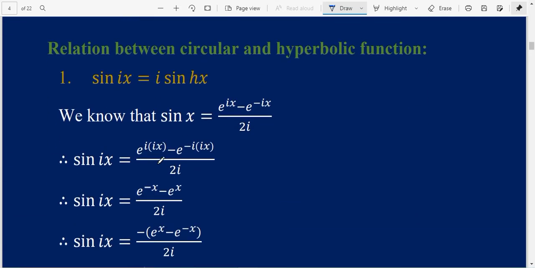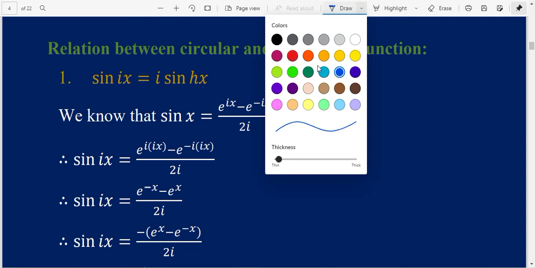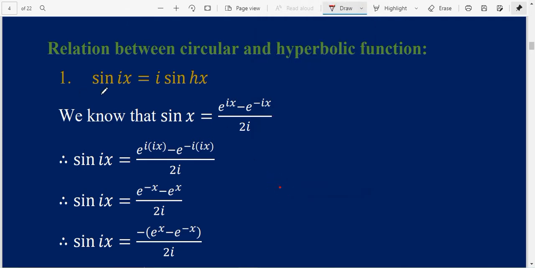Now we see the relation between circular and hyperbolic functions. First, sine ix is equal to i sine hyperbolic x. We see the proof of this. We know that sine x is equal to e raised to ix minus e raised to minus ix by 2i.